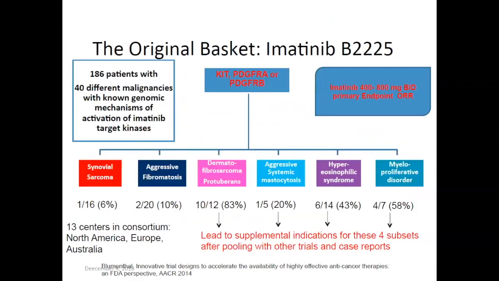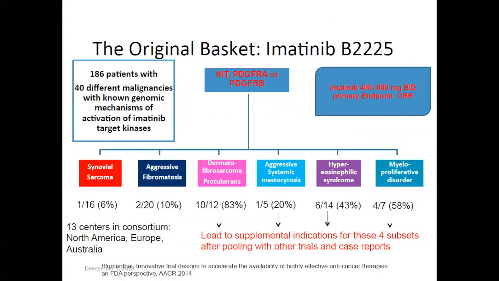The original basket trial in oncology was a landmark study with 40 different rare malignancies encompassing 186 patients, a very small sample size per malignancy. These patients all had overexpression or activation of the target kinases of the drug imatinib, or Gleevec, which was one of the first and most famous rationally designed drugs to a molecular target in cancer. This drug had already been spectacular. All of these subtypes of cancer had no standard of care, and they were very devastating diseases.